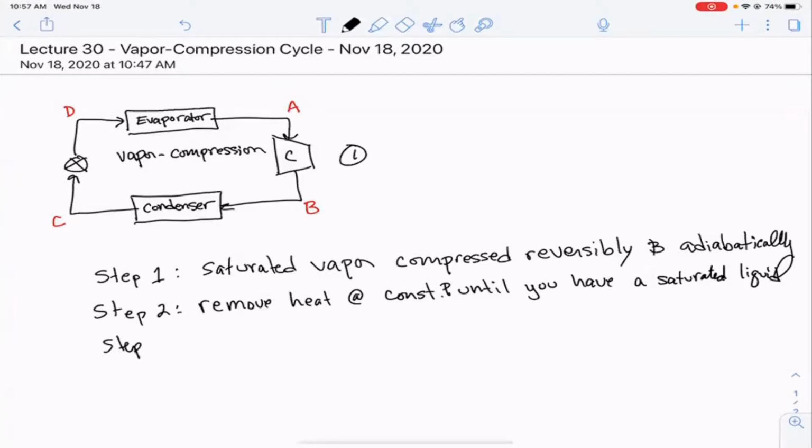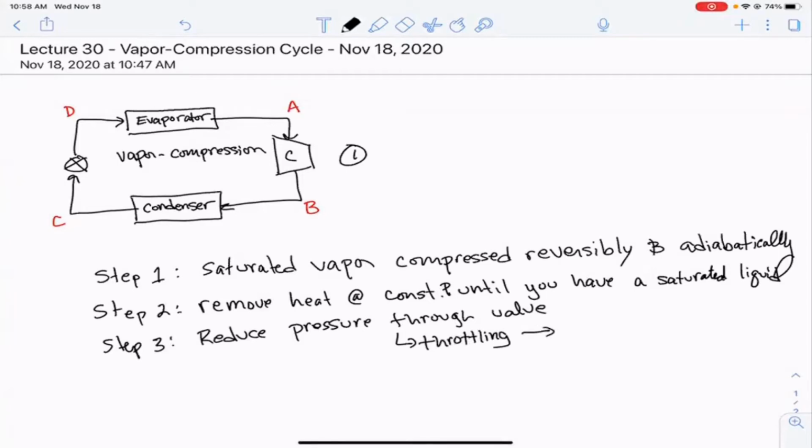Then step 3 in the process is to reduce the pressure through a valve. And remember, when we were looking at valves earlier in the semester, we assumed that these were throttling valves. What that really meant after we manipulated the energy balance was that they are isenthalpic, that the change in enthalpy through a throttling valve is equal to 0.